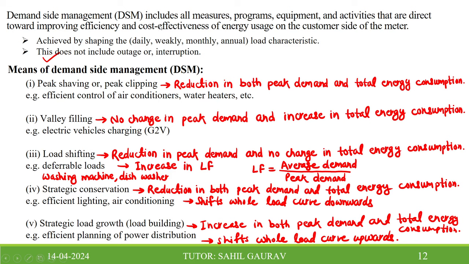Now demand side management means all the measures, programs, equipment and activities that are directed toward improving efficiency and cost effectiveness of energy usage on the customer side of the meter. So how is demand side management achieved? That is achieved by shaping the daily, weekly, monthly or annual load characteristics, and this does not include outage or interruption. And there are various means of demand side management.